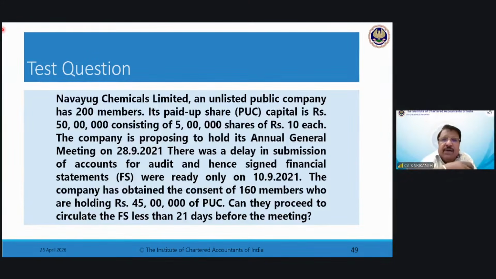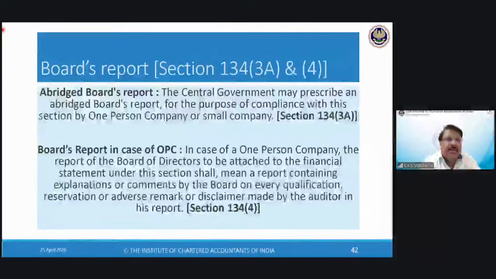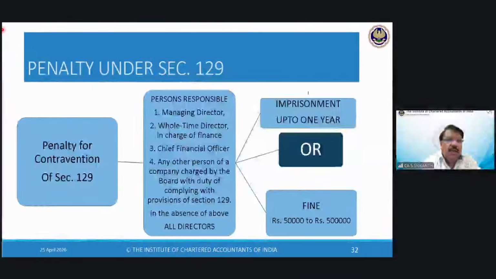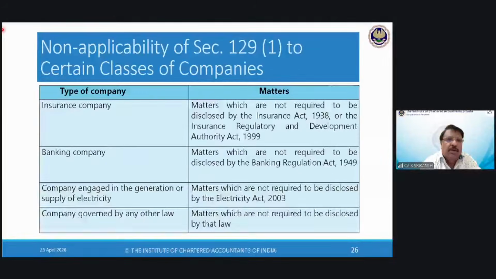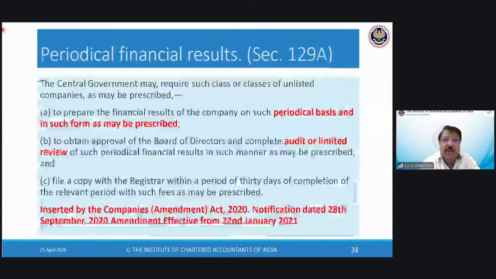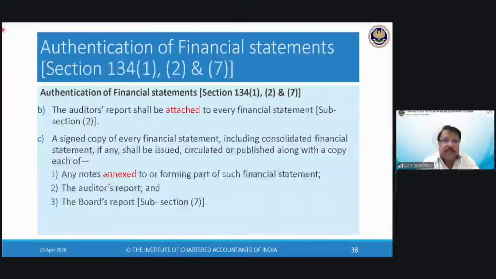Now, Navayug Chemicals Limited, an unlisted public company, has 200 members. Some of these problems are designed by me, written by me, whereas some are not. This one, Abhiruchi, has not yet been asked in the exam. I repeat, not yet asked in the exam.